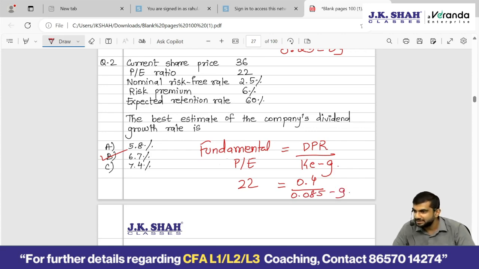This way also it can be done, but unfortunately the G which you calculate using this method is nowhere in the options. So then I had to resort to that method. I hope you understood the confusion in the question. Okay, fine. Proceed.